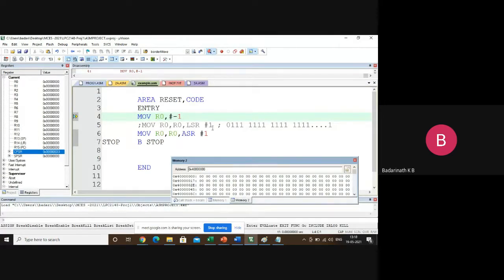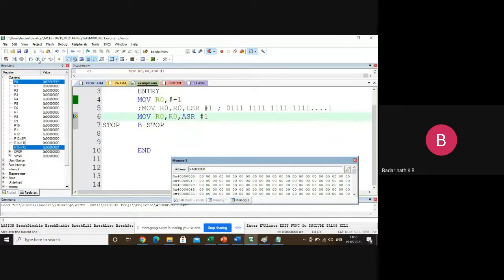Whatever was there at the sign bit before the shifting. Before shifting, what was there? 1 was there. The same 1 will be copied now. So look at here now. So I'll execute. FFF is there.